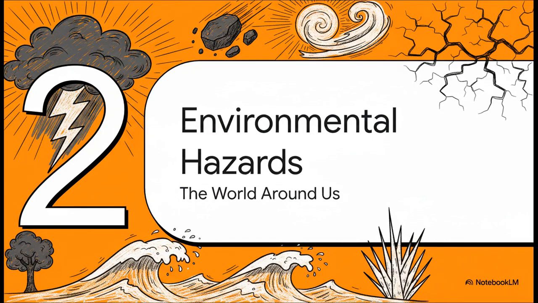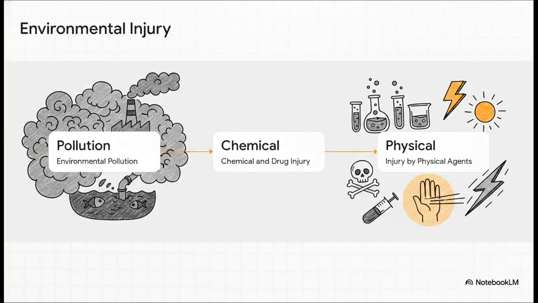Moving right along to Section 2, environmental hazards and injuries. The world around us. Now, what's really interesting about this is that the environment isn't just some passive backdrop to our lives. It can act as an active, sometimes really aggressive agent of injury. The textbook explicitly breaks down these environmental diseases into 3 distinct subcategories. Step 1, environmental pollution. This is the air we involuntarily breathe, the smog, the industrial runoff in our water.